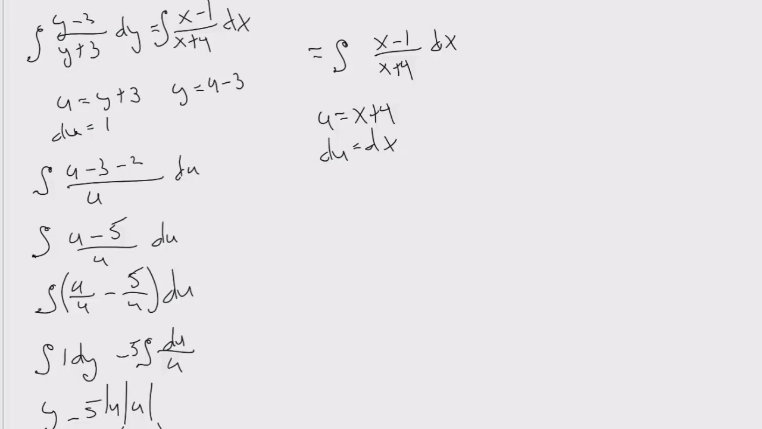And then, oh, I forgot that over there, so that should be dy. Hopefully y'all weren't screaming at me at home. And then x would be u minus 4. So let's do all that substitution in. So we've got the integral of u minus 4 minus 1 over u du. So that would be 1 minus 5 over u again.